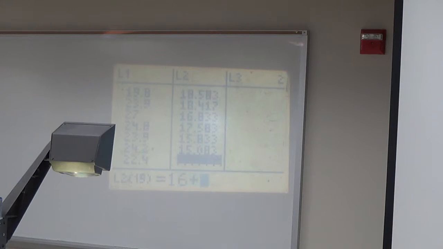15.03, 16 plus 4 twelfths. So I think there's a lot of 14. So there's one more. There is one more on L1. I had one more data set.